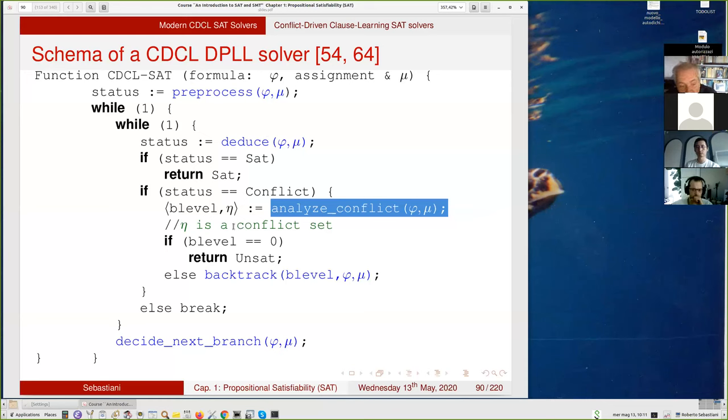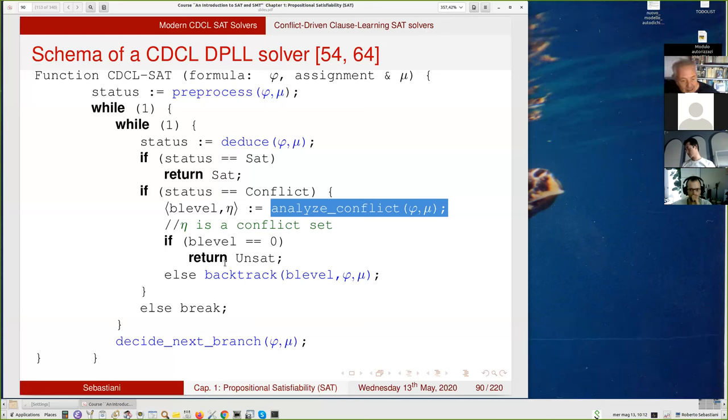Now, it is a conflict set. Well, if B level is zero, then you are done. It means that you have done some wrong decision at level zero, but since at level zero you had no decision, you had no chance. These are all forced assignments. So if you jump to level zero, it means that you couldn't do anything better. There's nothing that you can change, and you are bound to fail. So this means that your formula is unsatisfiable. If B level is zero, then you return UNSAT, you are done.